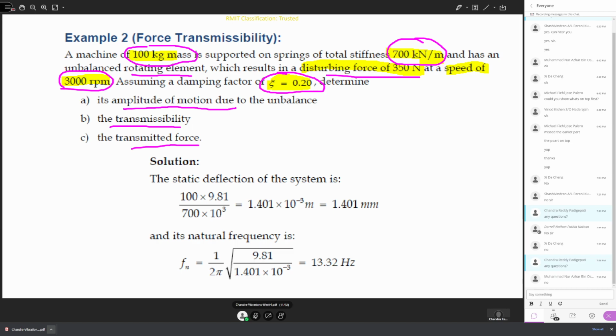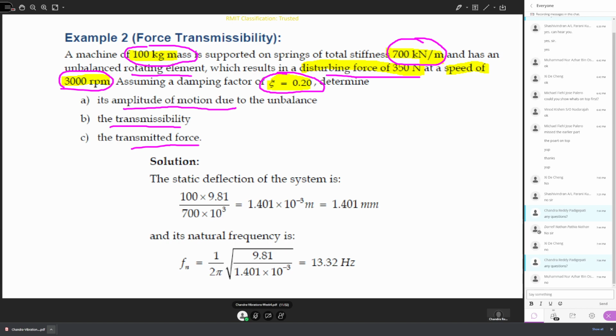So the transmissibility is basically the ratio you're asked to calculate. Then for part C, you need to calculate the actual amount of force that is transmitted. So this is the question which falls under the transmissibility, the base movement.